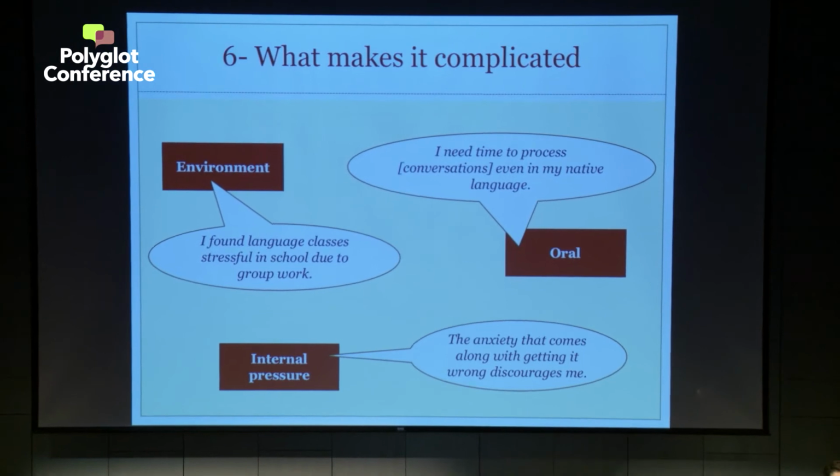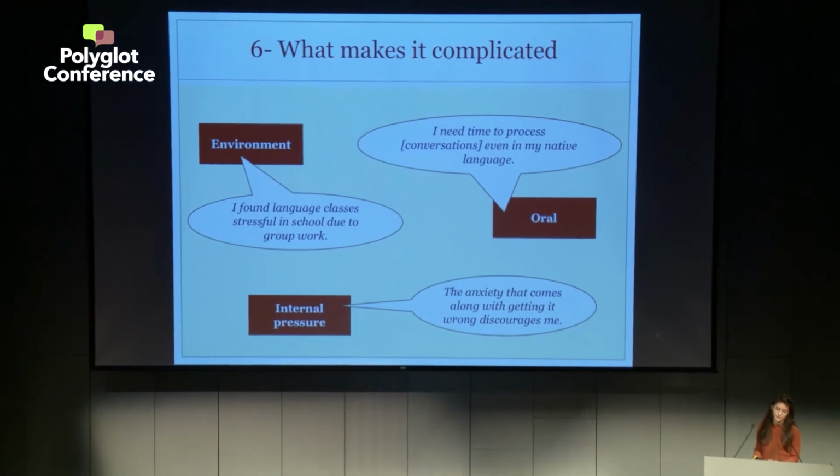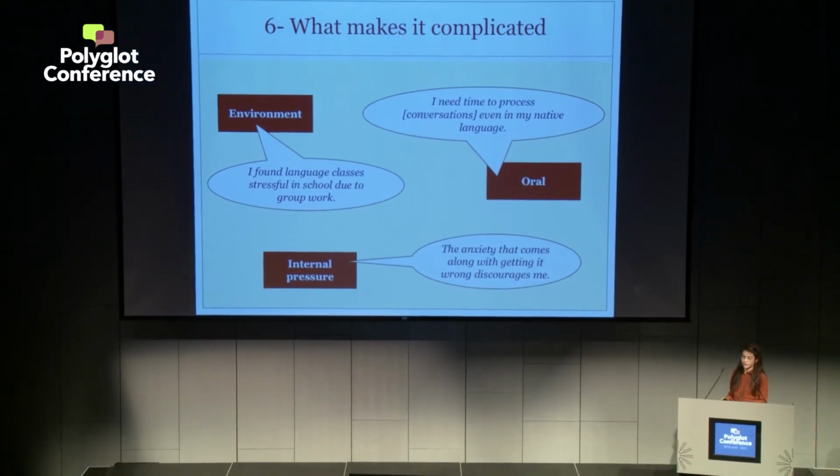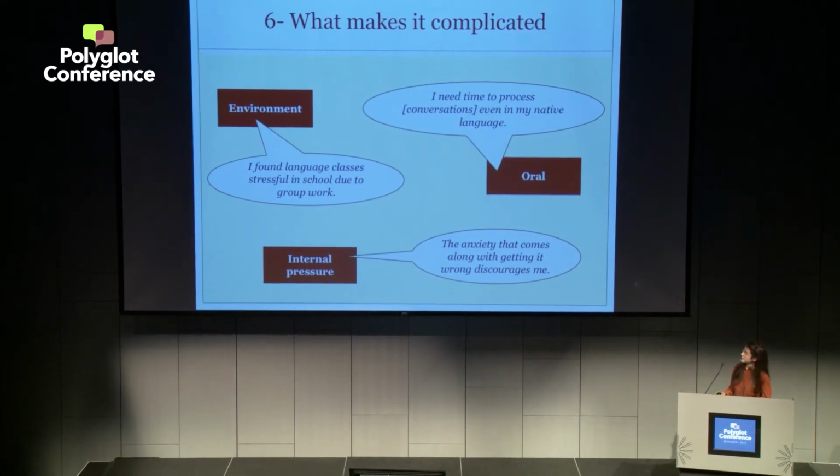People with autism often report problems with auditory processing, and that is something that clearly makes language learning more complicated. Another thing that came up a lot in the answers was the pressure, internal or external, and especially the anxiety that comes along with getting it wrong. "Discouraged me." That was reported a lot, that they were just afraid of making mistakes, and because of that, they would just not produce.